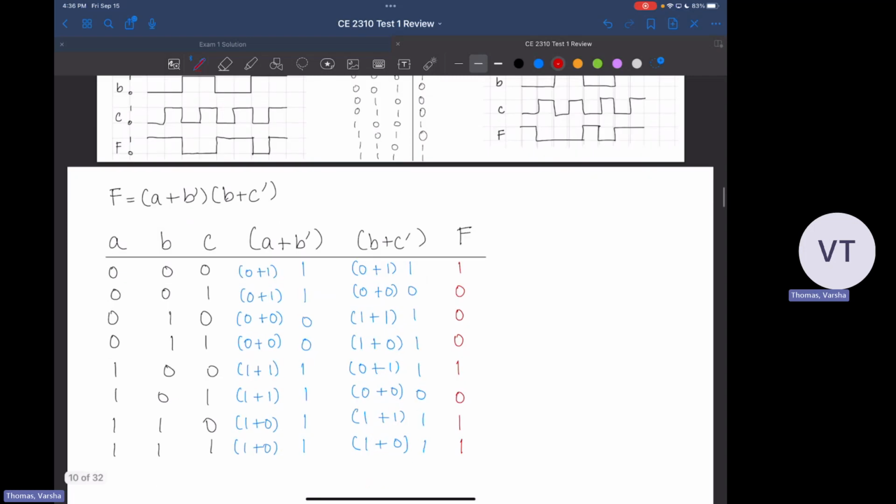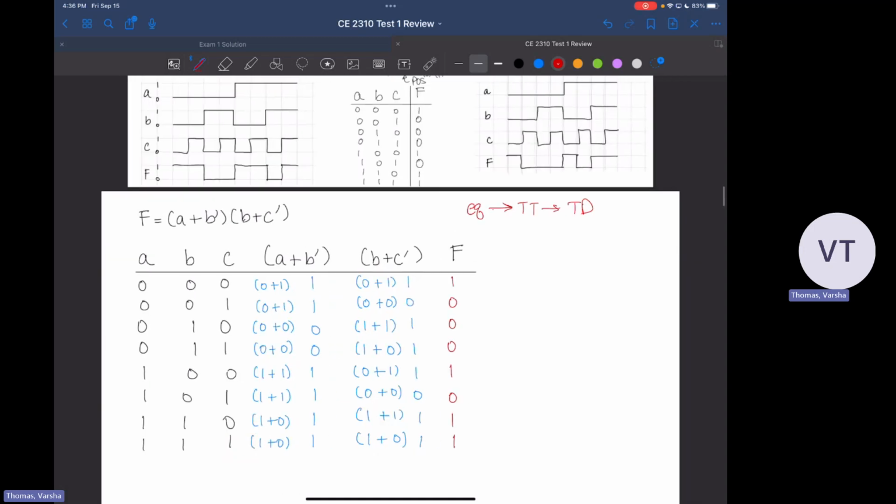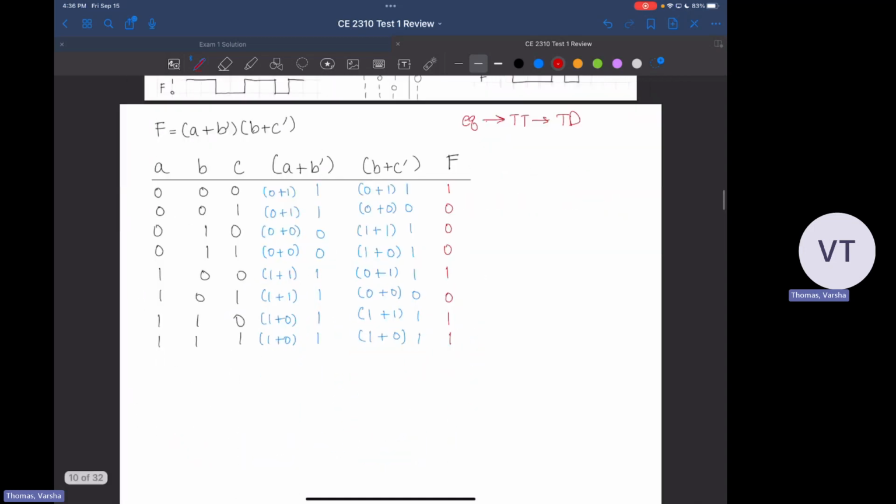So when in doubt, go with the full truth table. You will not go wrong unless you mess up on that too, but that shouldn't happen. And then you go the same way. So you can go from equation to truth table to timing diagram. I'm just going to abbreviate that TD. Okay. Any more questions on the timing diagram example? Okay.